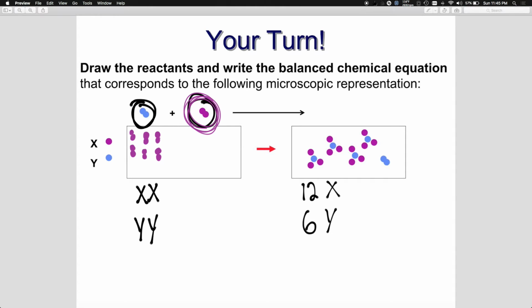And then I have 6 Y. I counted 6 Y's over here. I'm going to use blue. Each Y is bonded to itself to get a YY, or Y2. Who knew? There are 6 atoms of Y. If they're each bonded to each other, that's only 3 molecules of YY, or Y2. Done. That wasn't so hard. That's literally your answer.